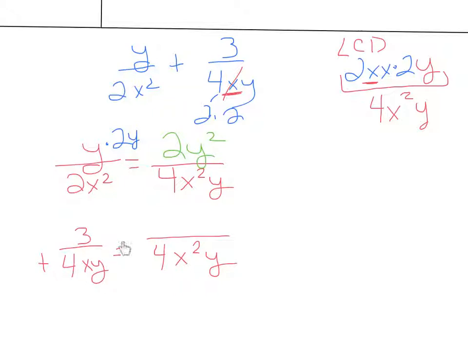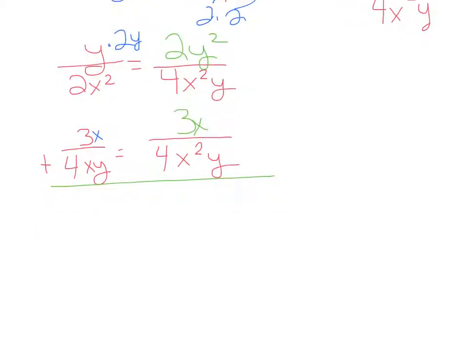So what's missing when I go from here to here? Well, the 4's match. There's an x missing from here to here because this is x squared and this is only 1, so I'm going to need another x. And the y's match, so it will be just the x. So the 3 times the x gives us 3x. And when I add these together, the denominators will be the same. So the denominators will be 4x squared y. The numerator will be 2y squared plus 3x.